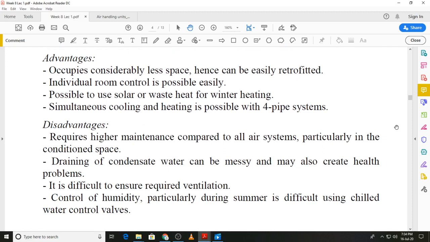Individual room control is possible, and because in winter the temperature of the water that is required is not too high, we can also make use of solar or waste heat for that purpose. Simultaneous heating and cooling is possible with what is known as a 4-pipe system. That means there will be 2 coils, one which can carry hot water and the other which can carry cold water, whereas there is also another system, which is a 2-pipe system. So at one time you can provide either chilled water or hot water.